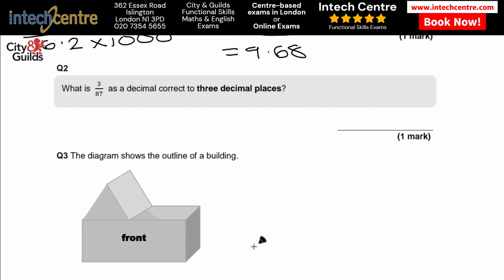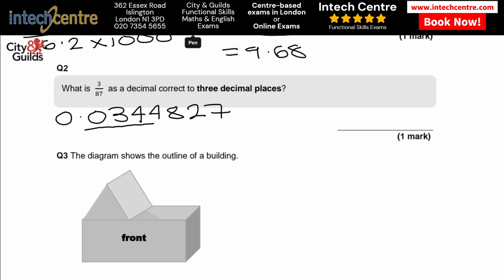Now question 2 is asking for 3 divided by 87 as a decimal correct to 3 decimal places. When we put this into our calculator, we are given 0.0344827. We care about 3 decimal places, so after the decimal, we want 0.034. Now the fourth decimal place, number 4, is smaller than 5, so we do not round upwards in this case. We leave it as 0.034. So the answer here would be 0.034.